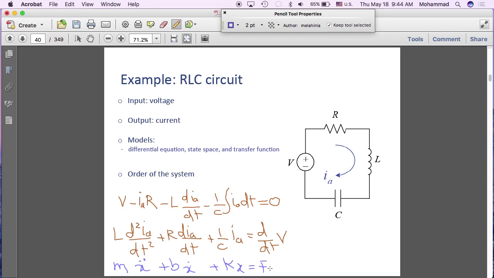The resistor works like friction. It's a dissipation element. And the capacitor works like a spring. It stores energy and releases energy. Can you see that?